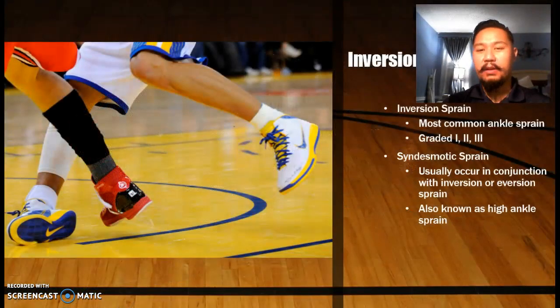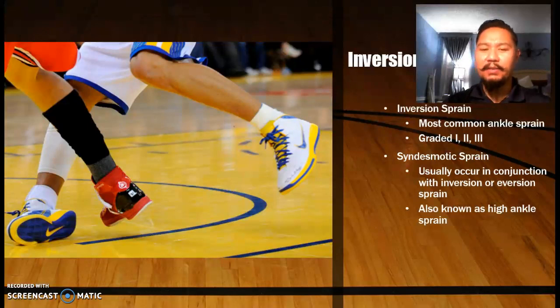So the first injury we're going to talk about is the inversion ankle sprain. It's one of the most common injuries in basketball. I know I've suffered multiple ankle sprains over time until I realized that I got to do something about it and started to take some preventative action.